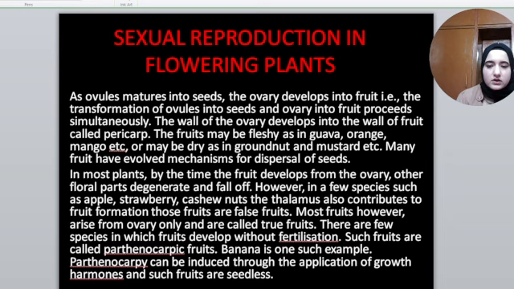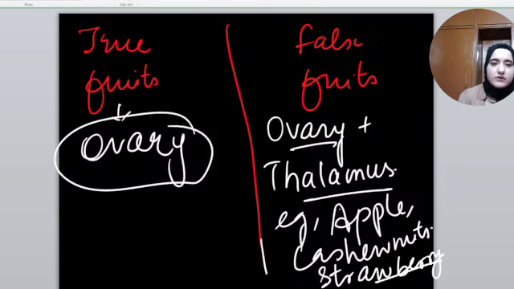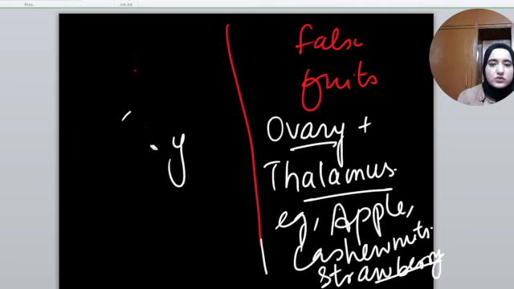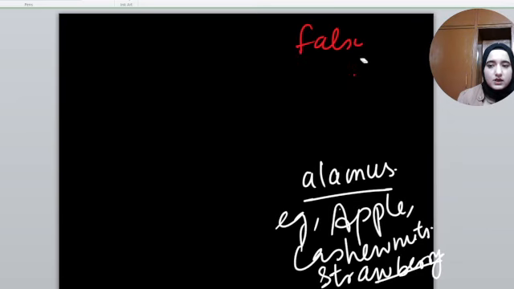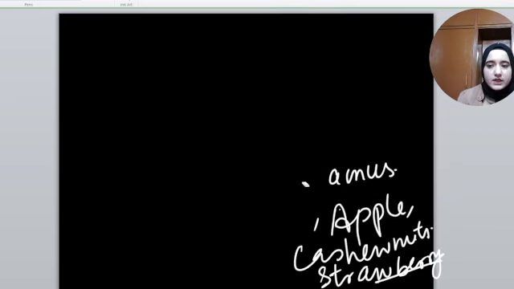Great. True fruits and false fruits are clear. True fruits are those which develop only from the ovary. False fruits are those which develop from the ovary, no doubt, but the contribution of the thalamus is also there. Now we have one more concept here.